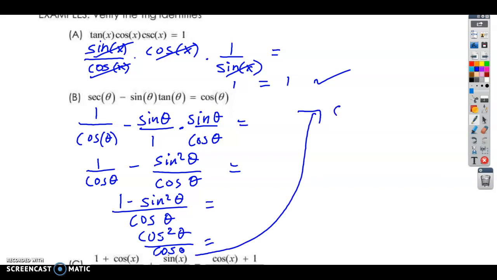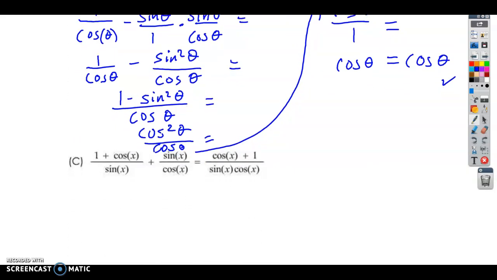That will just be cosine theta over 1, and that's just equal to cosine of theta. And the other side is cosine of theta. So it's been checked. Let's go on to C. You might have to rewind to look at that one again.